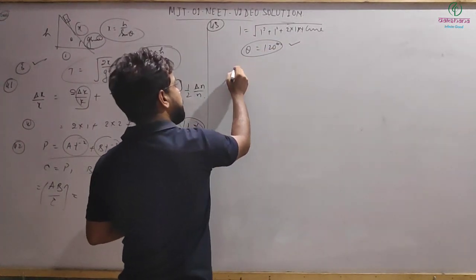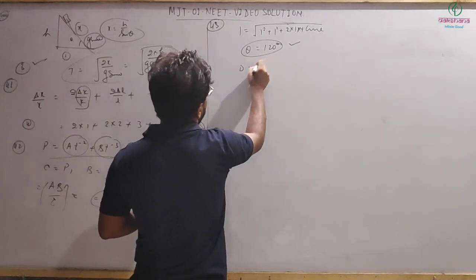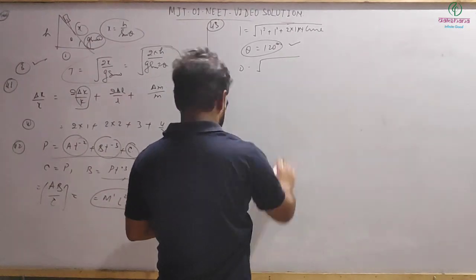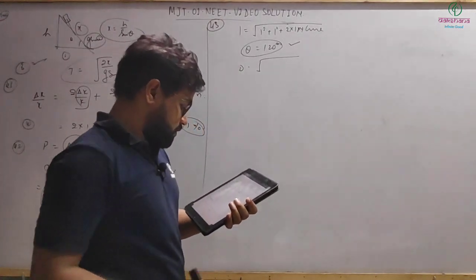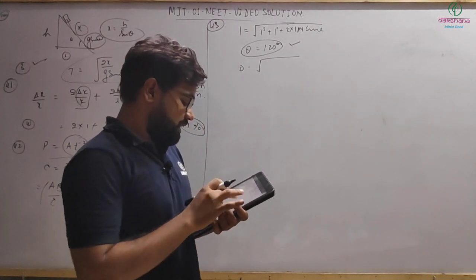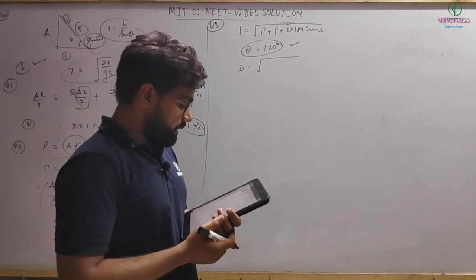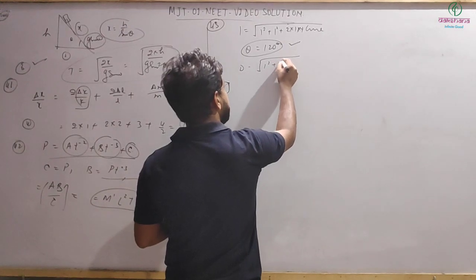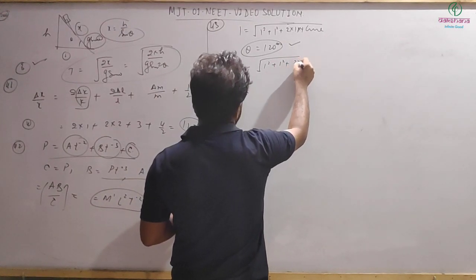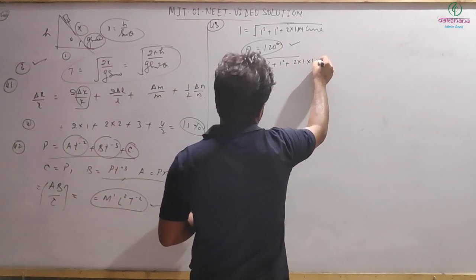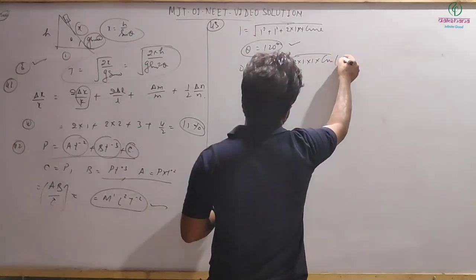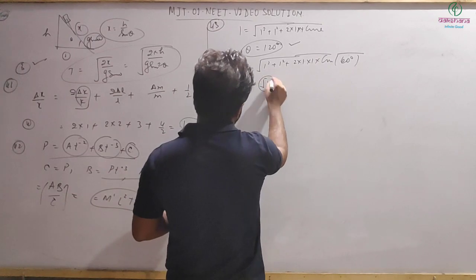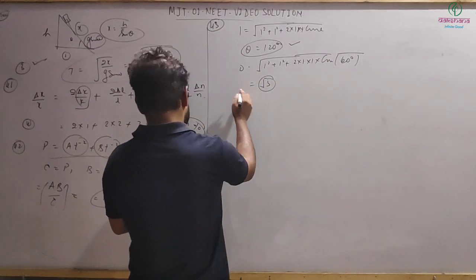Then the difference is equal to root over, okay, it's a plus b, then a minus b. So this is again 1 square plus 1 square plus 2 into 1 into 1 into cos of 60 degrees. It will be 180 minus 60 degrees. Solving, it comes out to be root 3. So that is the answer, matching with option number 2.